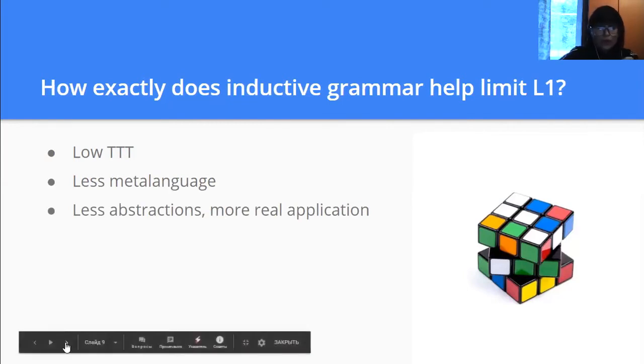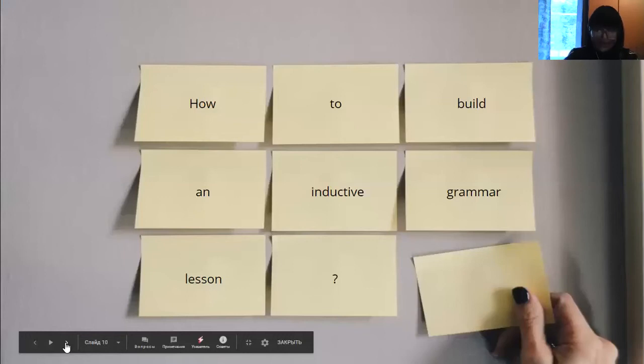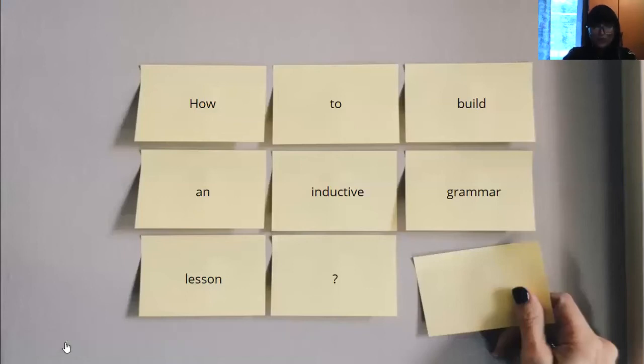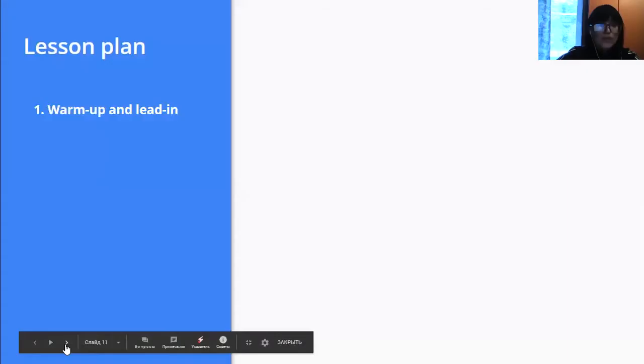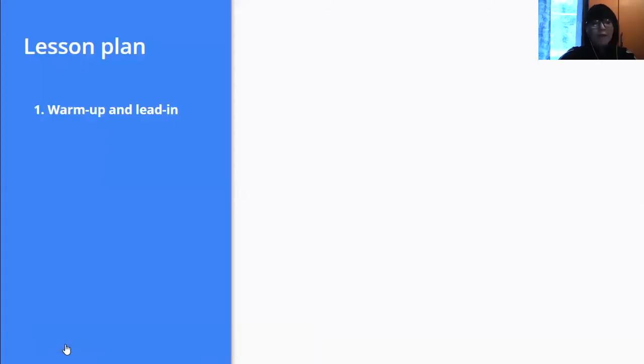And for sure, all your inductive grammar lessons might be turned into deductive grammar lessons and vice versa. But today, our goal is to build an inductive grammar lesson plan from scratch that you can take away and apply to all of your students without any problems. And we would have to start with warm-up and lead-in stages. That is a point of every single lesson, and our lessons cannot be started without these two stages.